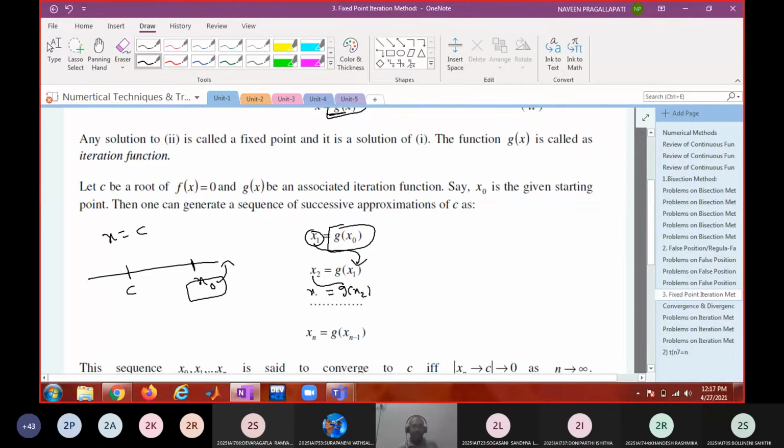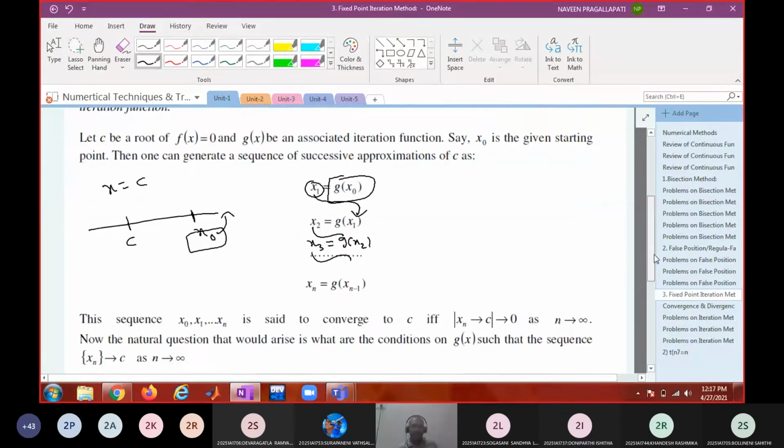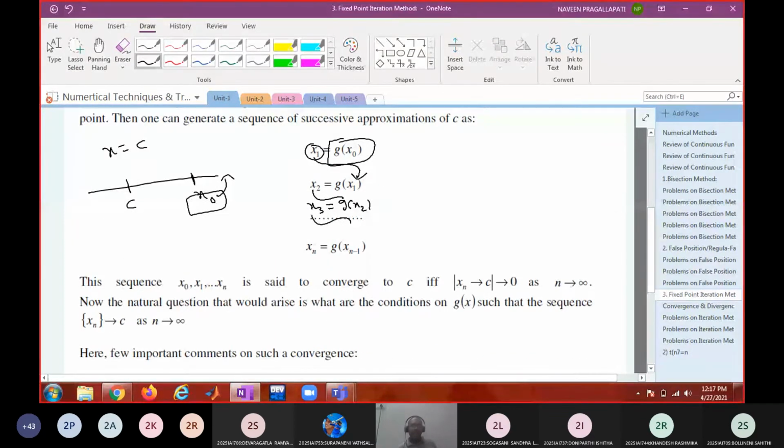You get x3. Again you substitute that in g. You generate x4 and so on. So as you proceed, finally you will get a formula like this: xn plus 1 equal to g of xn, or xn equal to g of xn minus 1. Okay, we started with x0. Next you got x1. Next you got x2. Next you got x3, and so on.